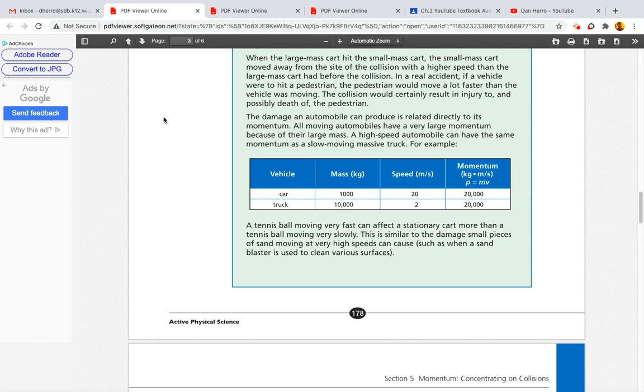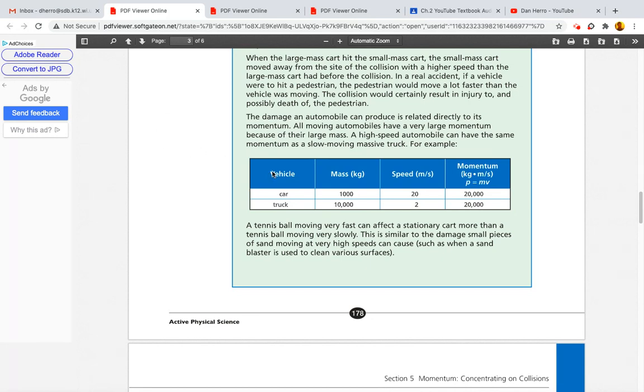The damage an automobile can produce is related directly to its momentum. All moving automobiles have a very large momentum because of their large mass. A high-speed automobile can have the same momentum as a slow-moving massive truck.